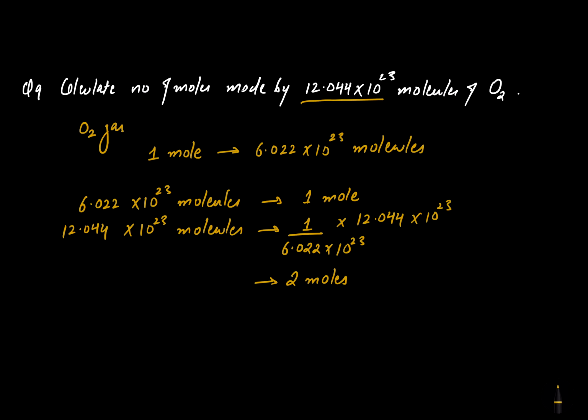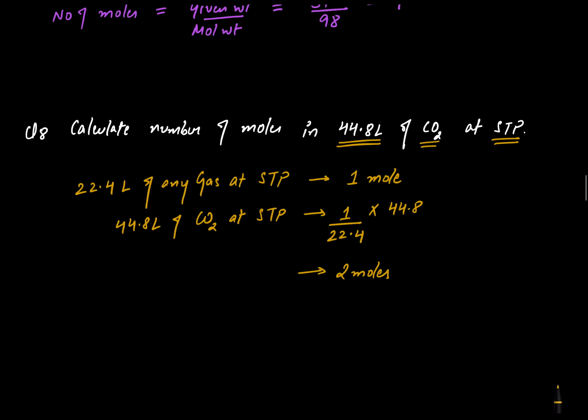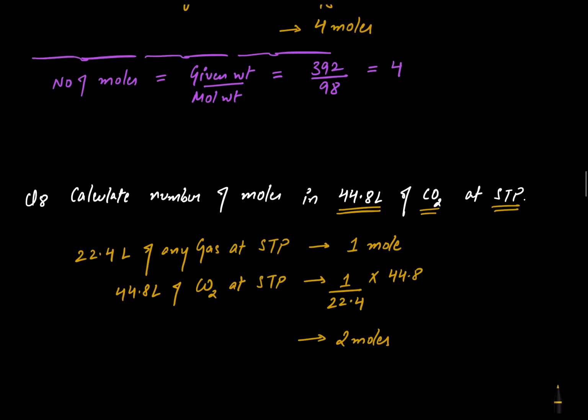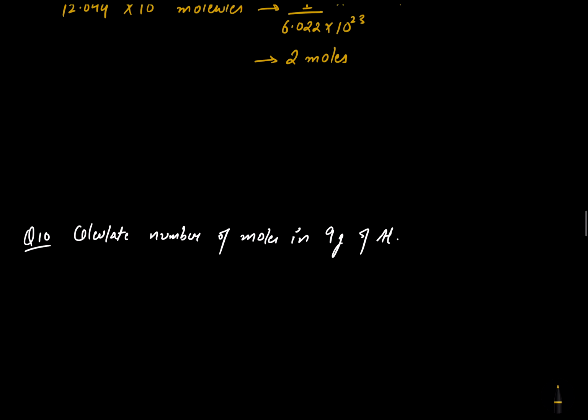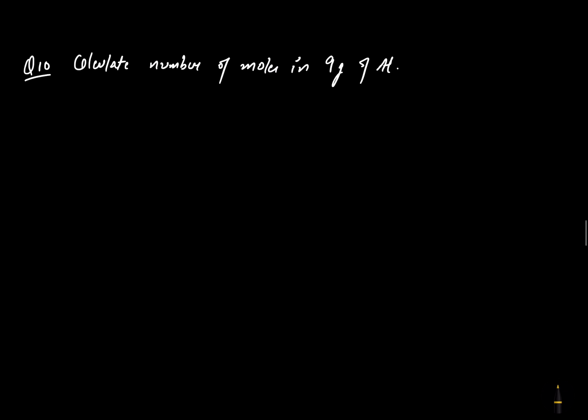So let's move to the 10th numerical. Before, I calculated number of moles in terms of number, and then in terms of volume. In this numerical, I am calculating number of moles in terms of mass. What's the next question? He is saying calculate the number of moles in 9 gram of aluminium. I'm writing aluminium. What's the atomic mass of aluminium? It's 27 grams. 27 grams make up 1 mole.